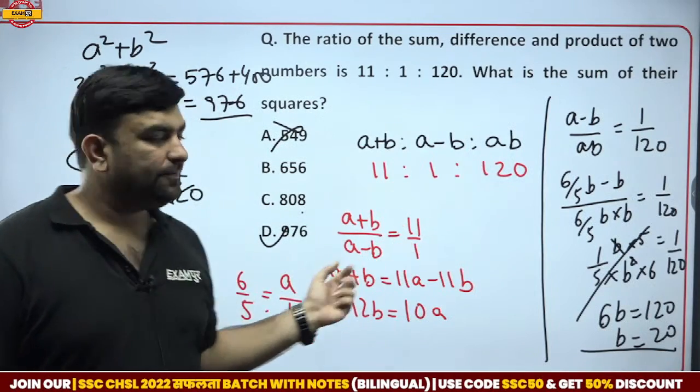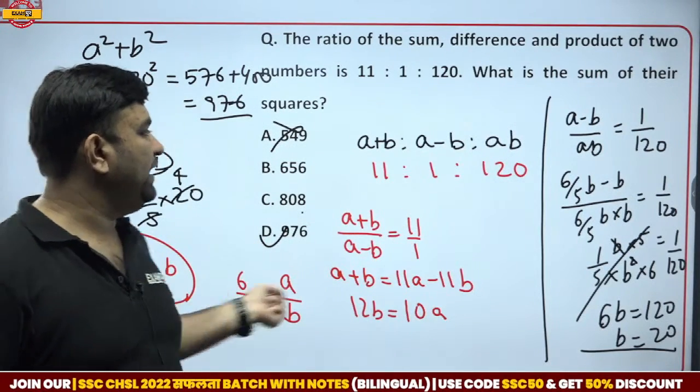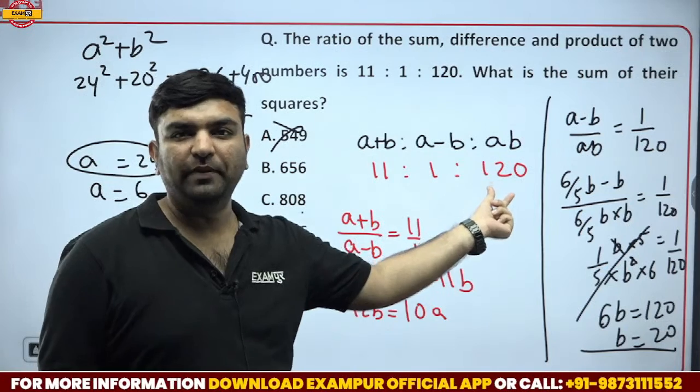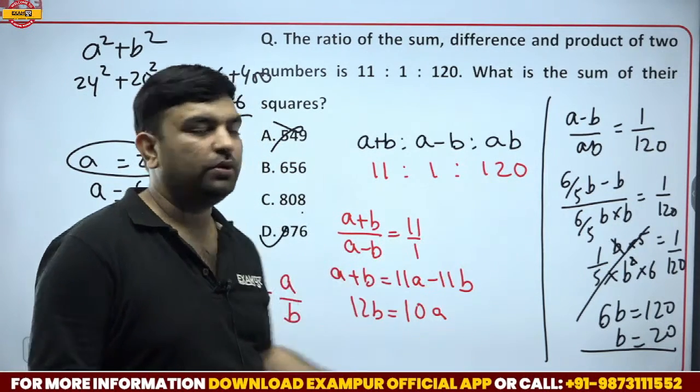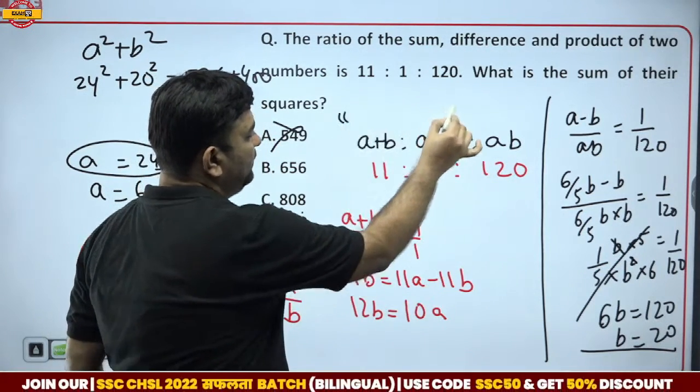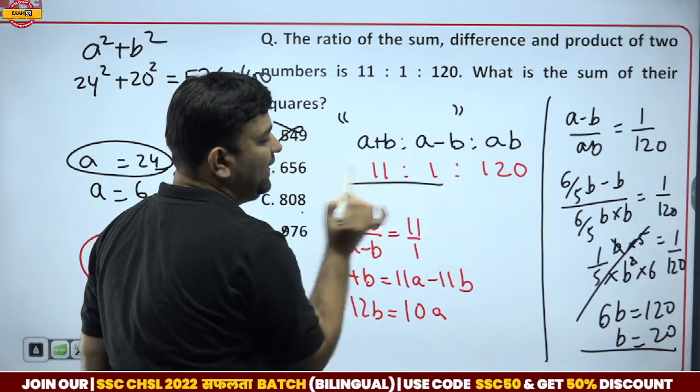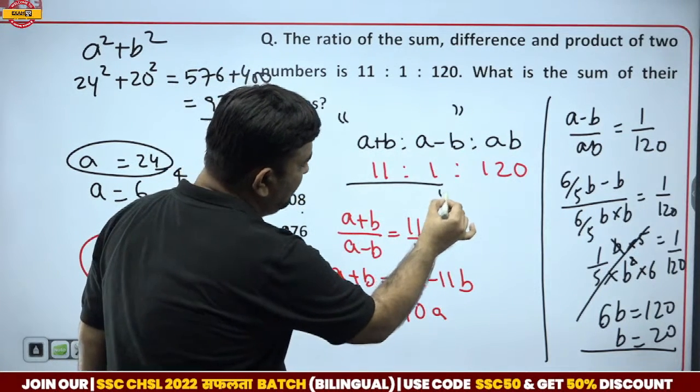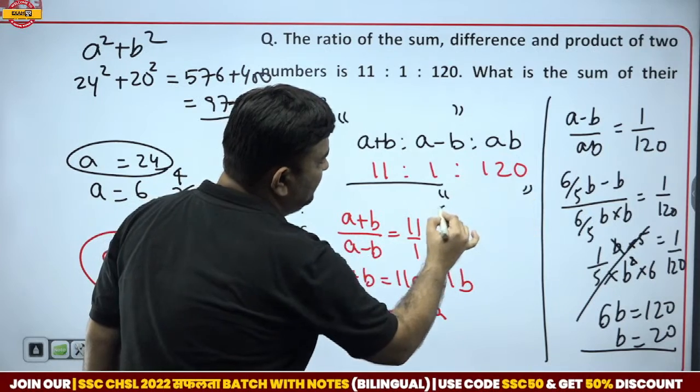These are ratios. I cannot just put the value of A from here and directly find out the value of B, because this is in the ratio. So first I have to find out one relation with the help of here, then I put that relation in here.